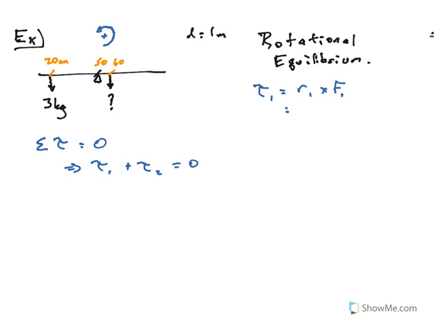What's the first distance? Well, that distance is from the 20 centimeter mark to where the fulcrum is. Because the fulcrum, the balance point, that's the point of rotation. So I need the distance from the 3 kilogram mass to the fulcrum. Well, that's from 20 to 50, which is 30 centimeters.